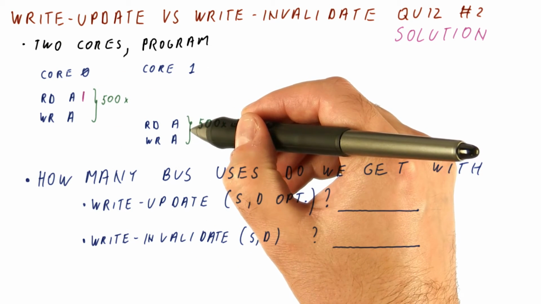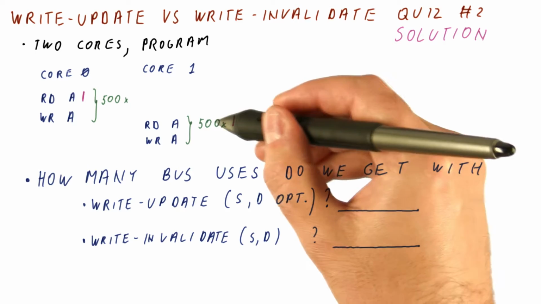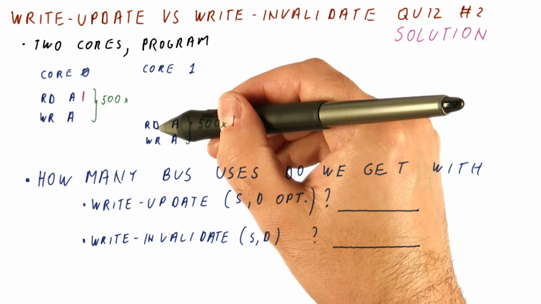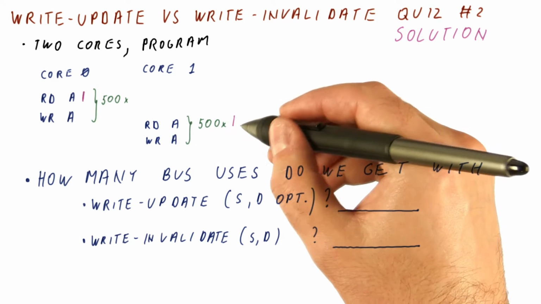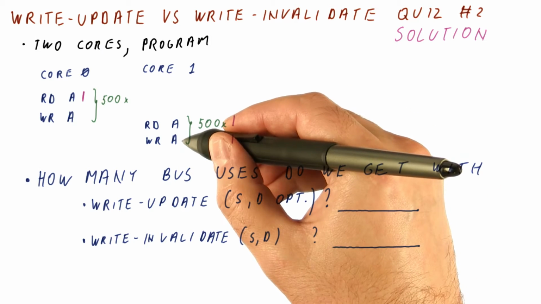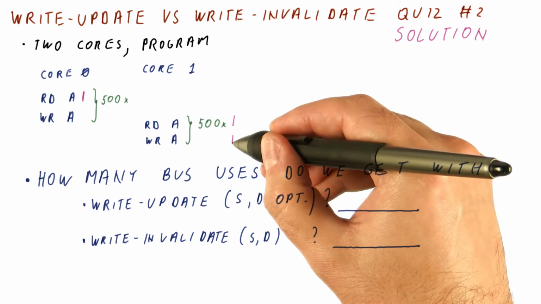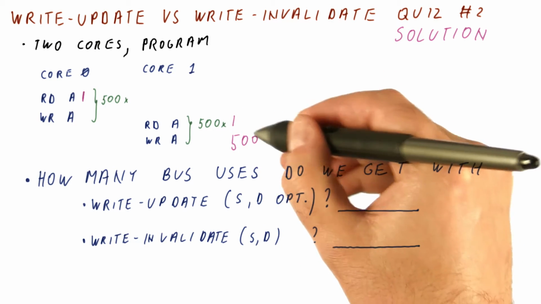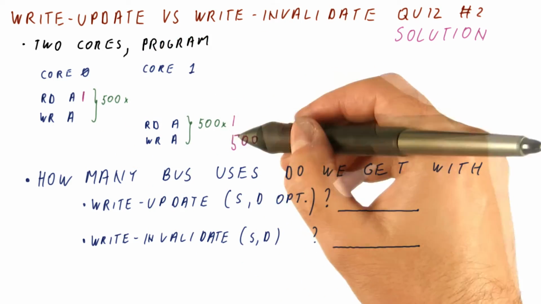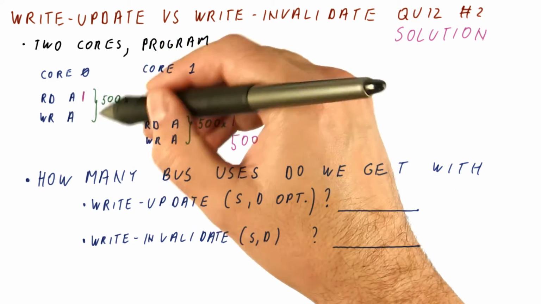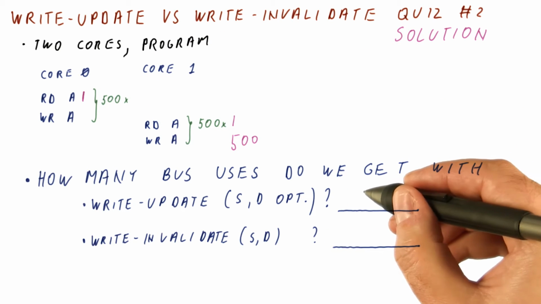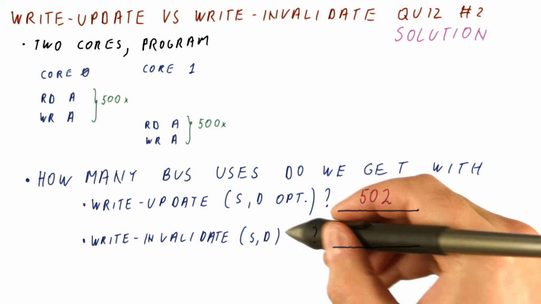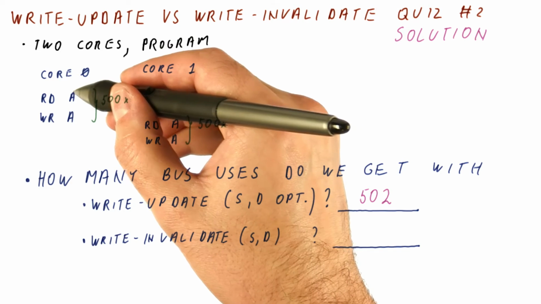Once we get to core 1, however, the read A is going to get the data from core 0, but now we have the shared bit set at 1 in both caches. So the write here will need to do a broadcast the first time, and then the next time, and so on. So overall, we get 1 for the initial miss, and then 500 updates of core 0's cache. Note that this is wasteful because core 0 is no longer really interested in this. So overall, we get 502 bus accesses.